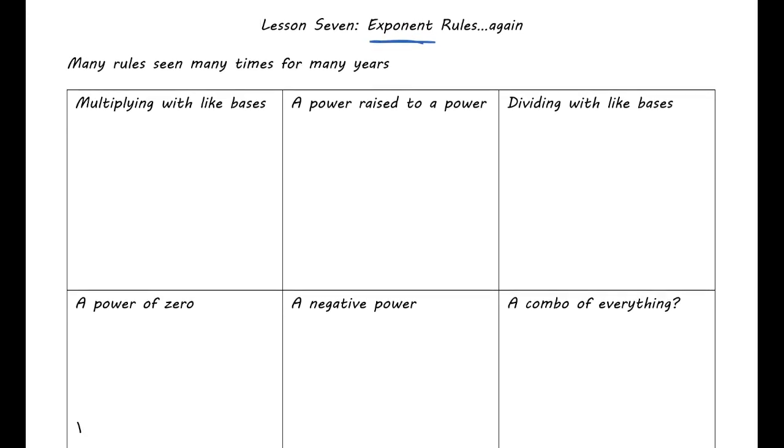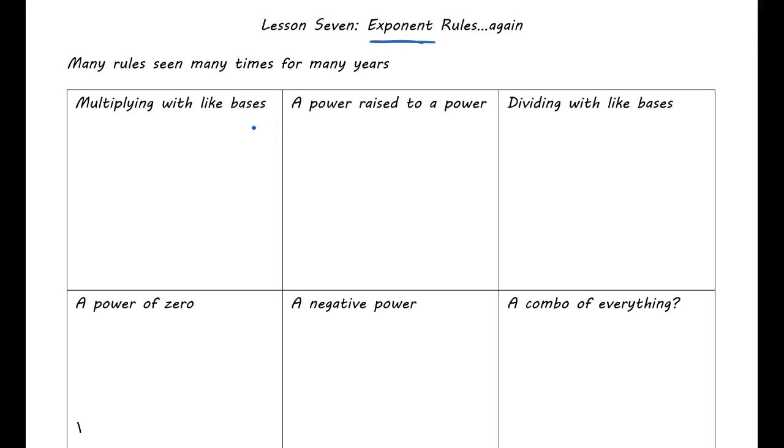We are going to start by just writing down all the different exponent rules that we have, okay? Like it says here, many rules seen many times for many years, but no one's really good at it until they hit Algebra 2. And by the end of that year, hopefully you're pretty good at it. So, multiplying with like bases.